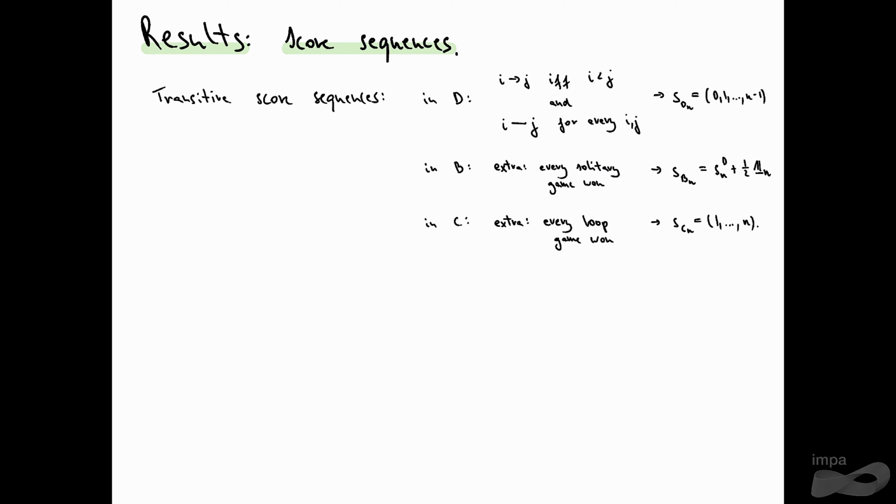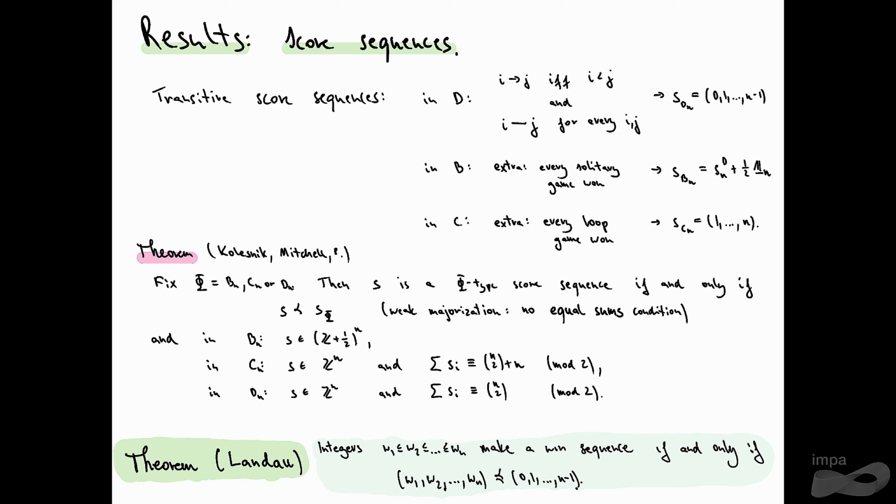And I get some score sequences for these new types. What we managed to prove is that, again, using the score sequences, every sequence S is a score sequence of Phi type if and only if it's weakly majorized by the transitive score sequence, and there are some parity conditions.